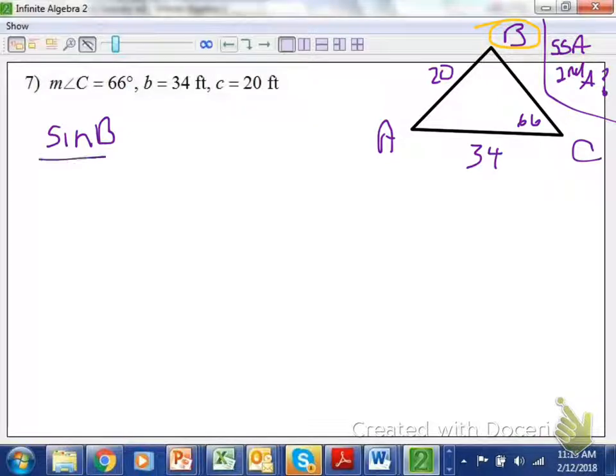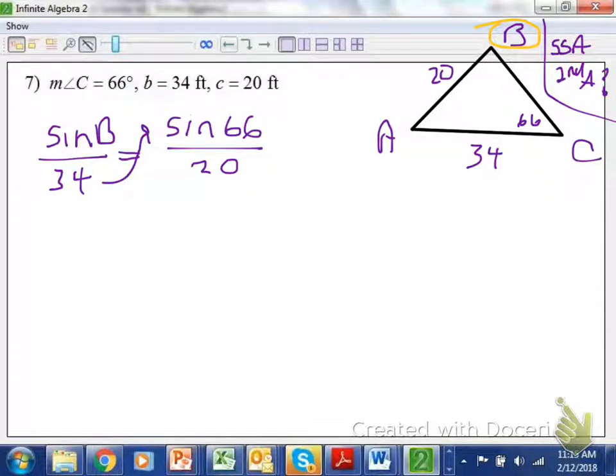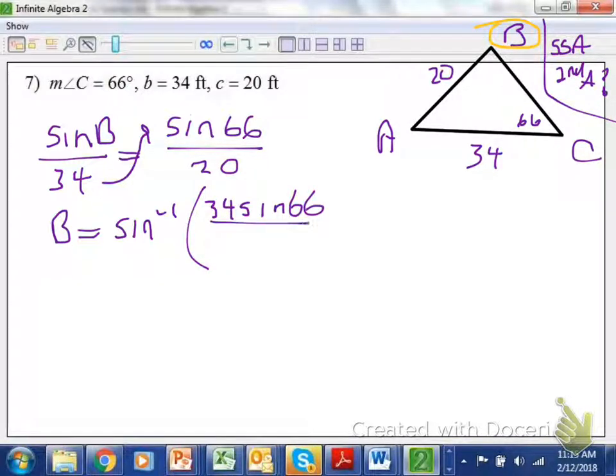sine of B over 34 equals sine of 66, which is angle C, over side C. When you cross multiply, we're not going to fully cross multiply. We're going to bring this up. Sine of B equals 34 times the sine of 66 over 20. That means angle B is going to be the inverse sine of 34 times the sine of 66 over 20. Right? And when you try to do that, your calculator gives you what?